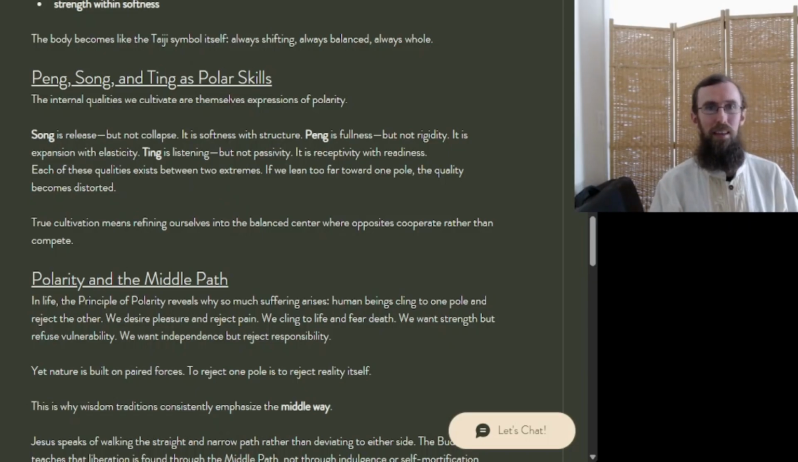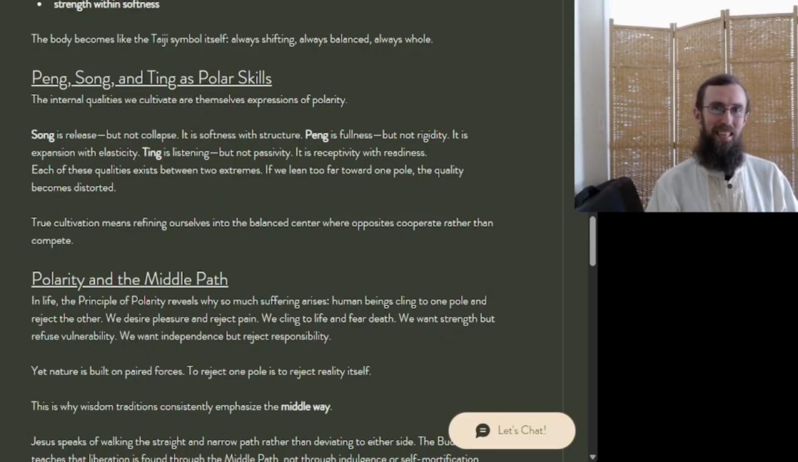Pang, Sung, and Ding as polar skills. The internal qualities we cultivate are themselves expressions of polarity. Sung is release, but not collapse. It is softness with structure. Pang is fullness, but not rigidity. It is expansion with elasticity.